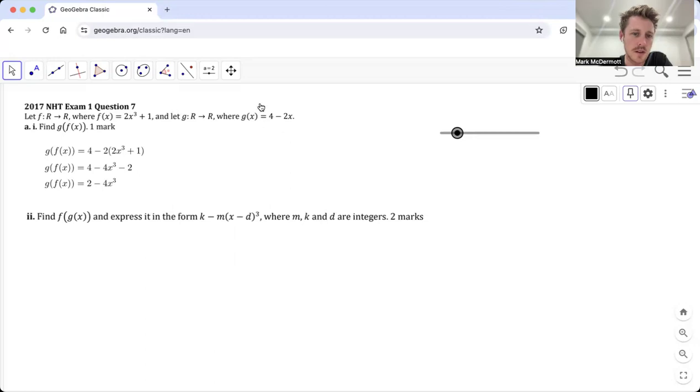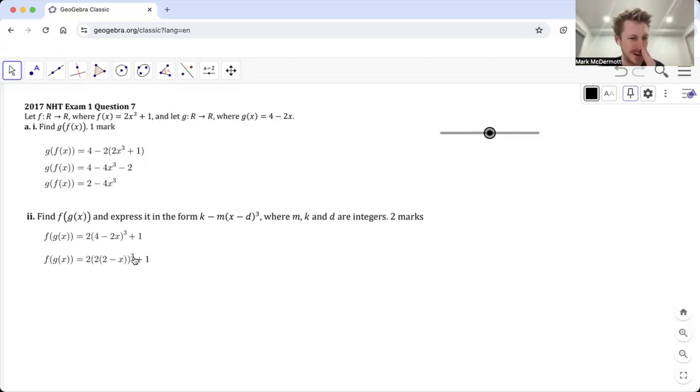So in f of x, wherever there's an x, we're going to put g of x. It's going to be 2 times 4 minus 2x all cubed plus 1. So that looks like that. Okay, and then what we need to do to get it in this format is actually a little bit tricky, I think. You've got to take a 2 out as a factor of this bracket here. So you take a 2 out the front, and inside the bracket you've got 2 times 2 minus x all cubed. Okay, and then we're going to apply our index laws.